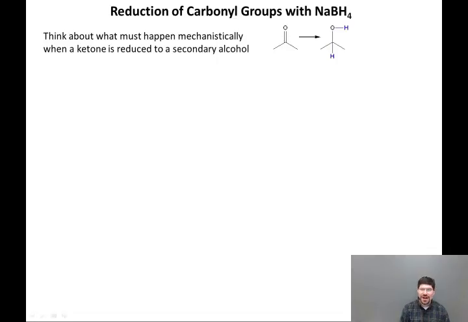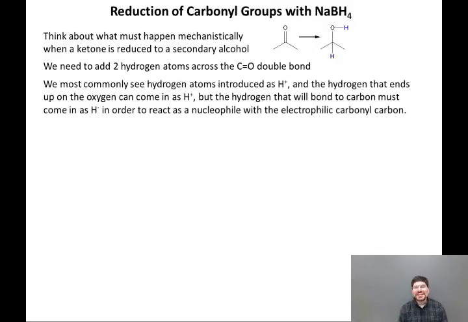And I have a clue here on the structure. We need to add two hydrogens, indicated in blue, across the carbon-oxygen double bond. So we most commonly see hydrogen atoms introduced as H+. And in fact, the hydrogen that ends up on the oxygen in this product can and will come in as H+. But the hydrogen that will bond to carbon must come in as H- in order to react as a nucleophile with the electrophilic carbonyl carbon.